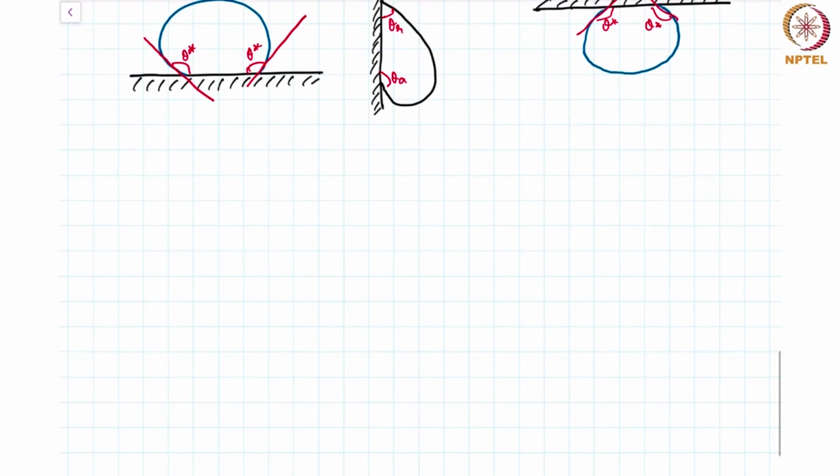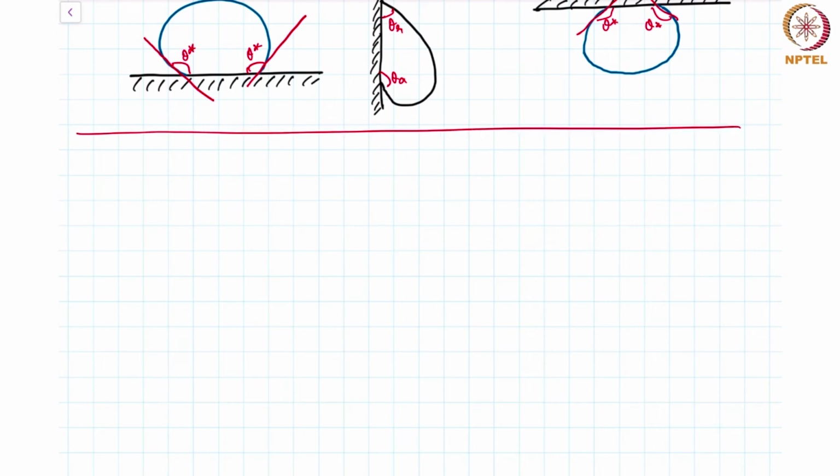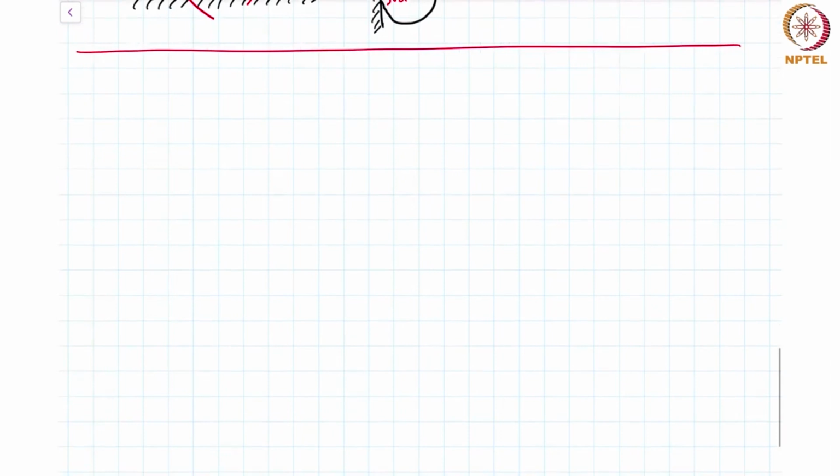Okay. Now, there is another way we can also analyze these problems, which is to look at how we actually do a controlled measure of hysteresis. One way to measure the hysteresis is the following. You take a flat, smooth surface, and on the smooth surface, you first place a droplet.